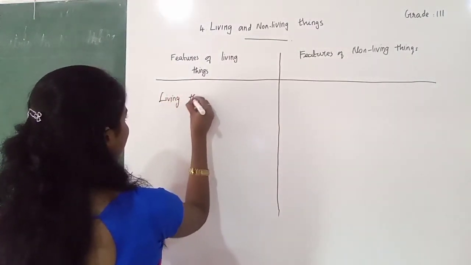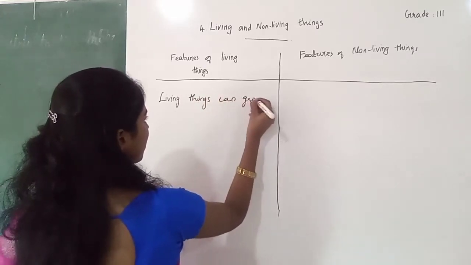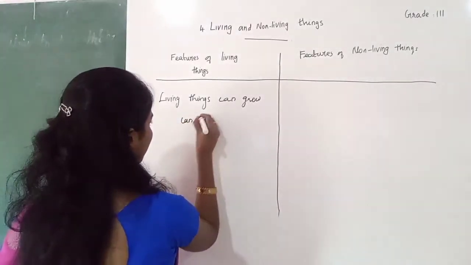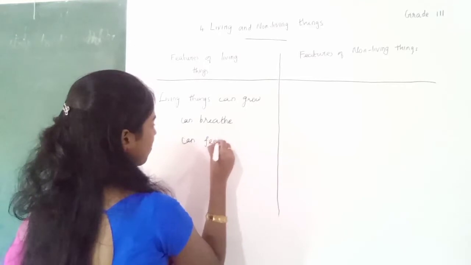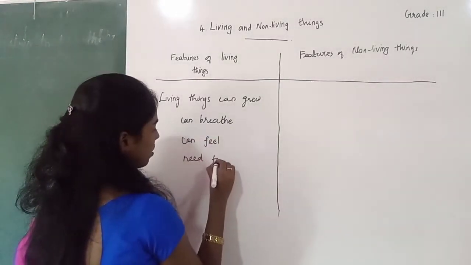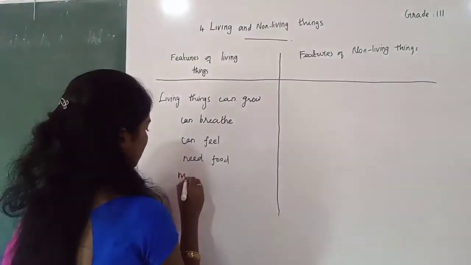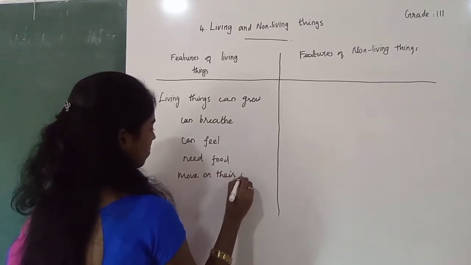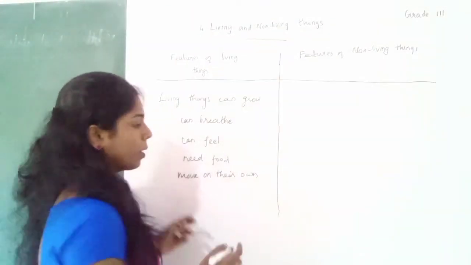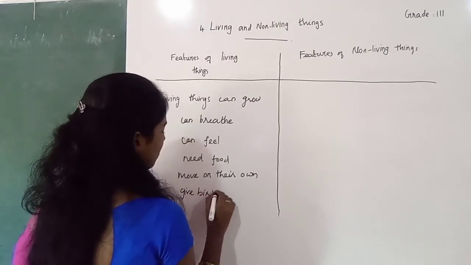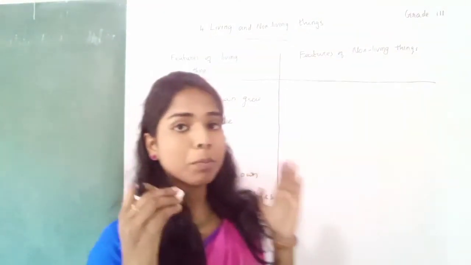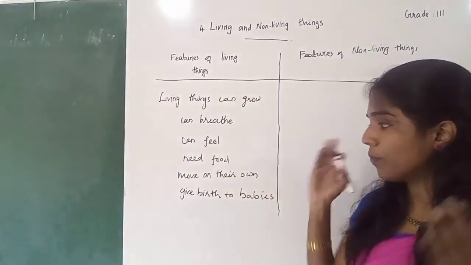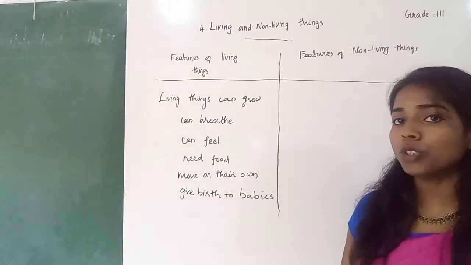Living things can grow, they can breathe, then they can feel, they need food, they move on their own, next one, they give birth to babies. So first one, living things can grow, then living things can breathe, living things can feel, living things need food and they can move on their own and they give birth to babies, right?